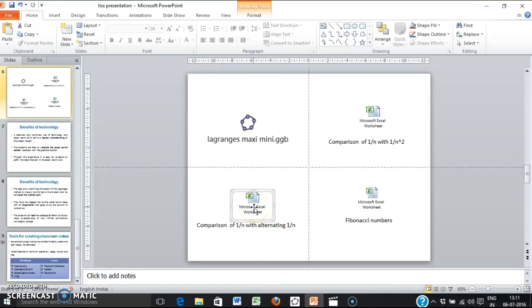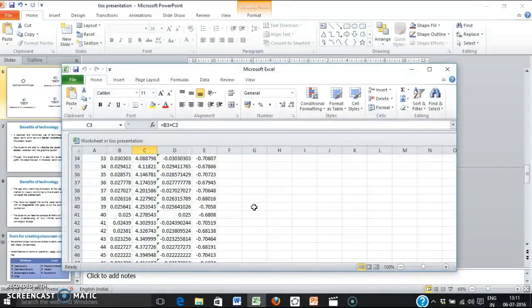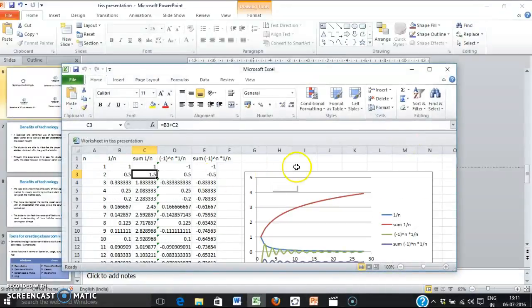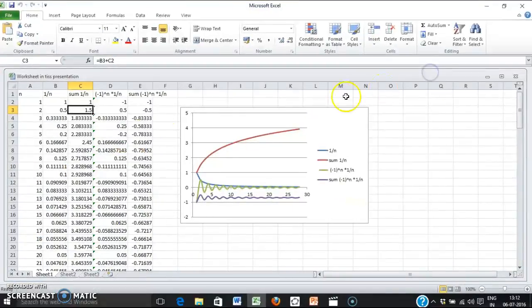Now let us take the next example of comparing the 1 by n series with the alternating 1 by n series. I have already entered 1 by n and its summation, the alternating series and its summation. And we observe that this light blue is the 1 by n sequence and the red curve above is its summation, which we have already seen is increasing. So it's a divergent series.